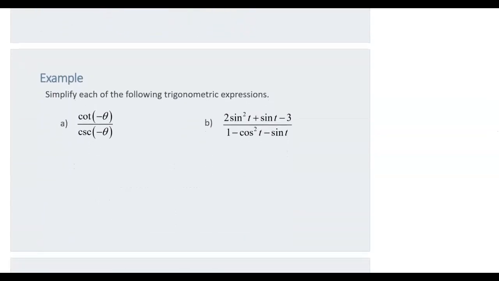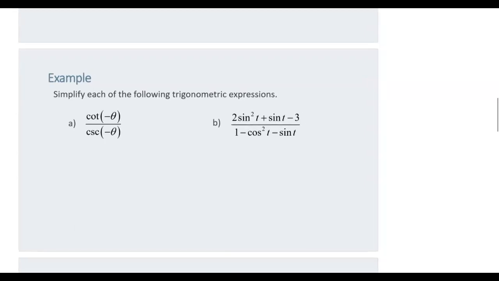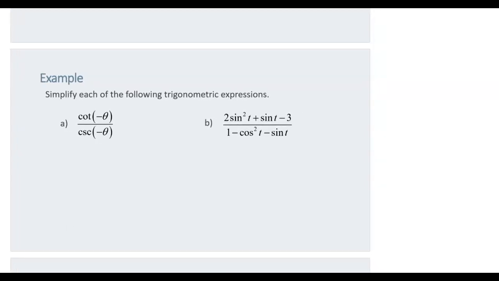Here are two different examples where we have multiple trig functions and we want to simplify them as much as we can. This first one, letter A, is looking at those even and odd identities that we were talking about. But one general strategy that we use when we have trig functions is to write everything in terms of sine and cosine as a first step and then see if you can simplify. So I'll do that first. Cotangent is the same as cosine over sine. And then cosecant is 1 over the sine.